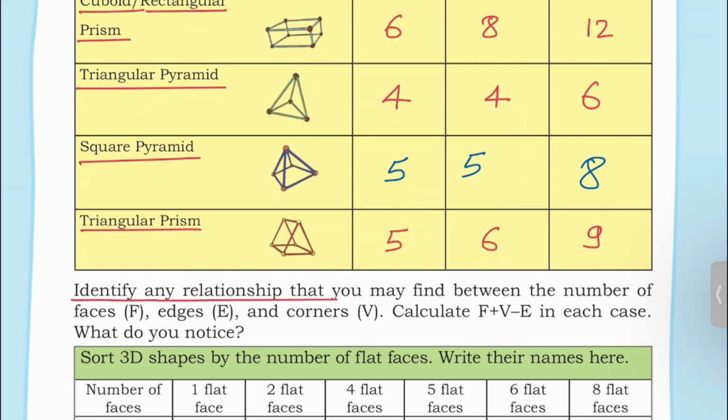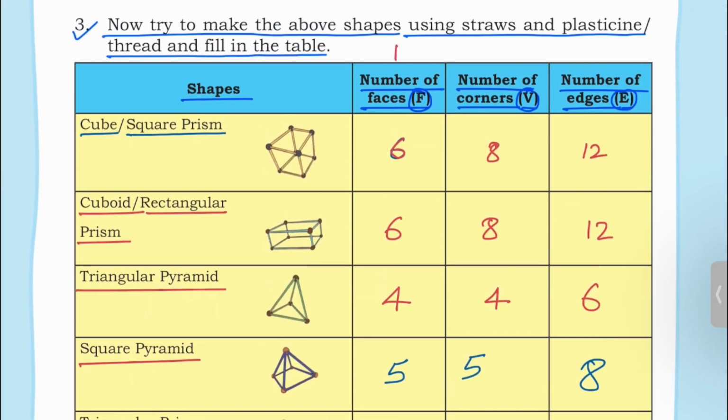Identify any relationship that you may find between the number of faces F, edges E and corners V. Calculate F plus V minus E in each case. What do you notice? If you do F plus V minus E, you will get 2. That means number of faces plus number of corners minus number of edges will be equal to 2.